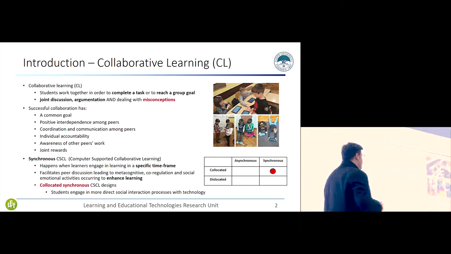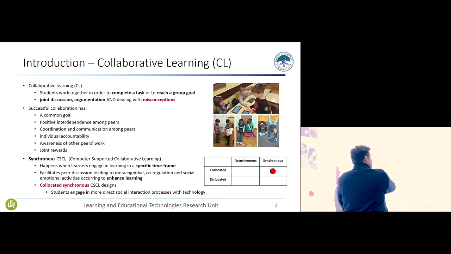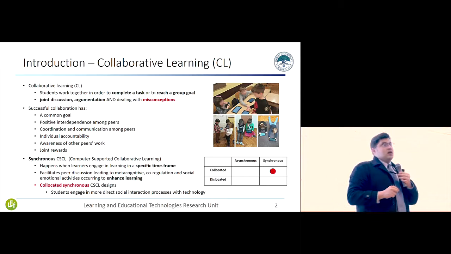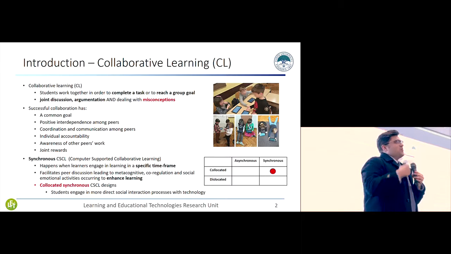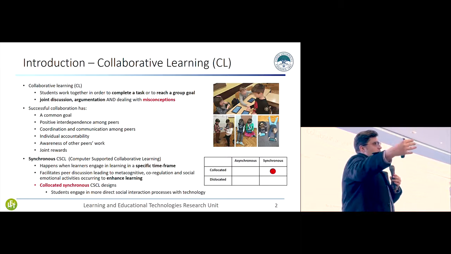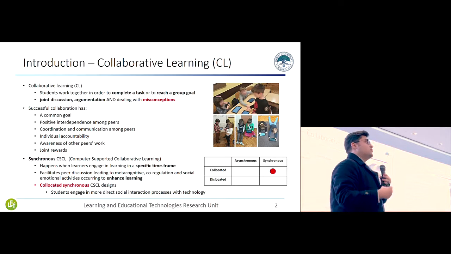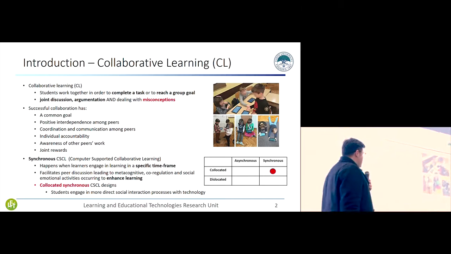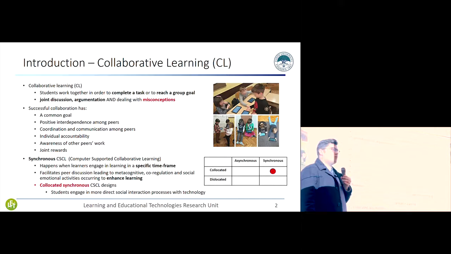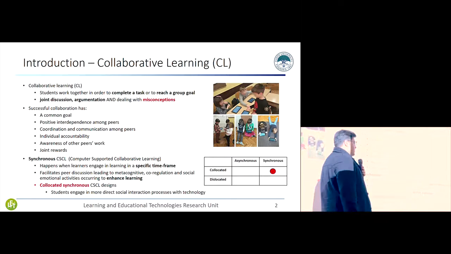They need to agree on things, and they need to be individually accountable for their work. So it's not really good that we grade only the whole group in the end. We have to grade them individually as well. So these are some of the very important things that come from collaborative learning research.